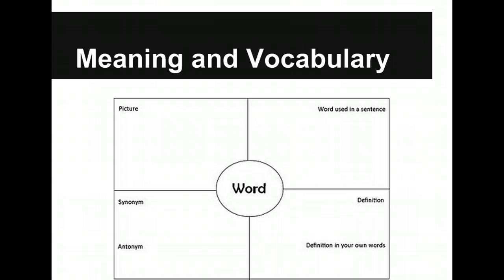This is called a four-square model. And this is one way you can use a word in a sentence. You can draw a picture of it. You can give a synonym and an antonym. Define it in your own words. So you're having students create multiple representations of vocabulary words. In terms of vocabulary, and we're going to do a whole section on vocabulary this semester.